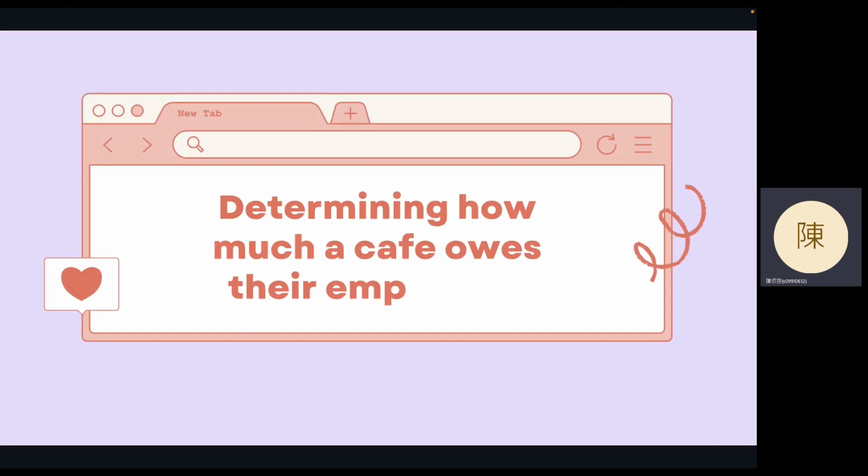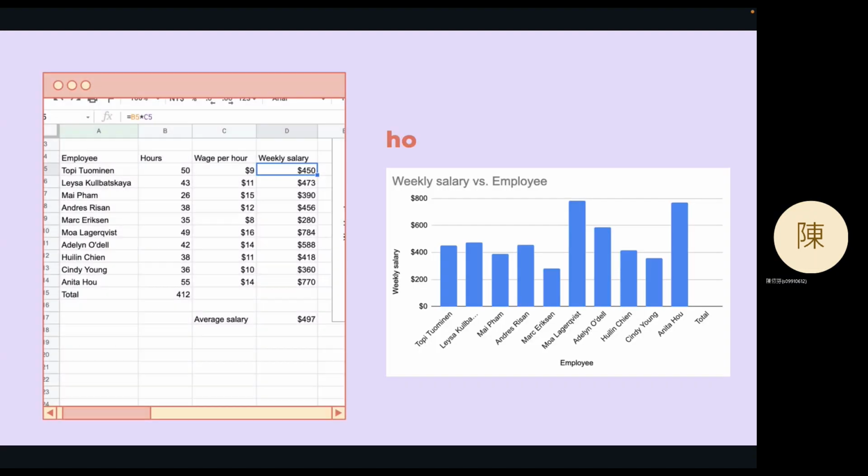First, I want to start with my first part: how to determine how much a coffee shop owes its employees. In this part, we are going to talk about spreadsheet modeling. We are given the hours worked this week and hourly salary for 10 employees. We want to determine the amount paid to each employee as well as total hours worked and average hourly wage.